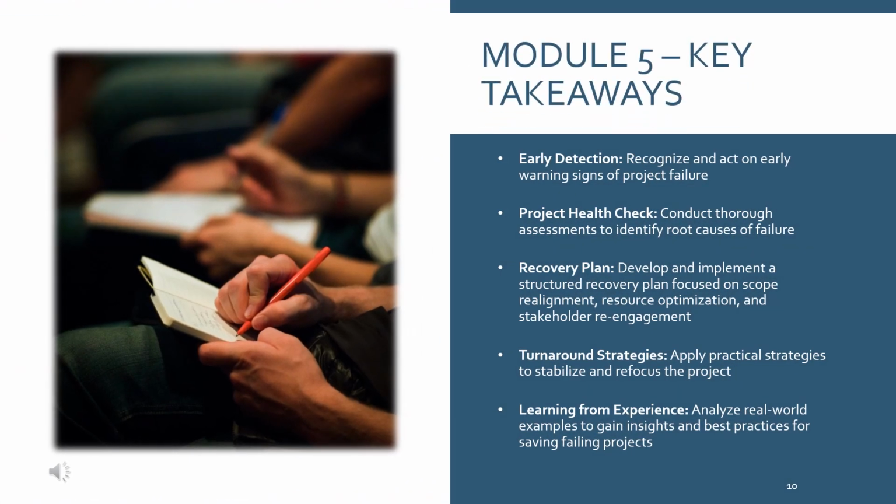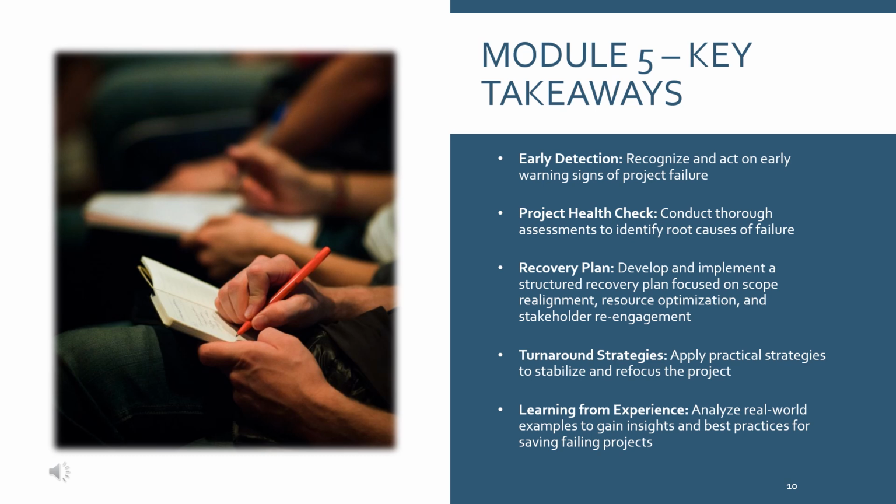Implementing turnaround strategies, including scope realignment, resource optimization, and stakeholder re-engagement, is essential for stabilizing the project and getting it back on track. These strategies help to refocus the project on its core objectives and ensure that resources are used effectively to address the most pressing issues. Re-engaging stakeholders through transparent communication and involving them in key decisions is also vital for rebuilding trust and securing their support, which is often critical for the project's recovery.